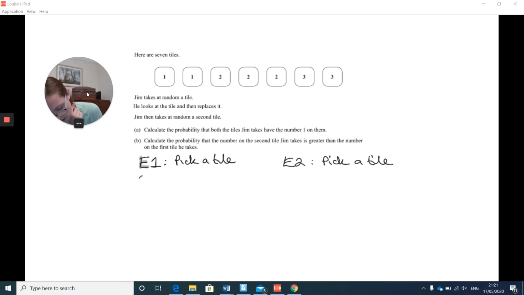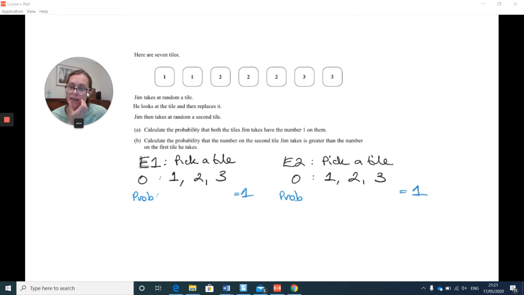For event 1, my possible outcomes, well, what could I get when I pick a tile? I could get a tile that's got a 1 on it, a 2 on it, or a 3 on it. In the very same way, when I pick that second tile, because I've put the first one back, it's almost exactly the same problem. My outcomes are still a 1, a 2, or a 3. And the associated probabilities, I can find by looking at the diagram. I know that these probabilities are going to add up to 1.